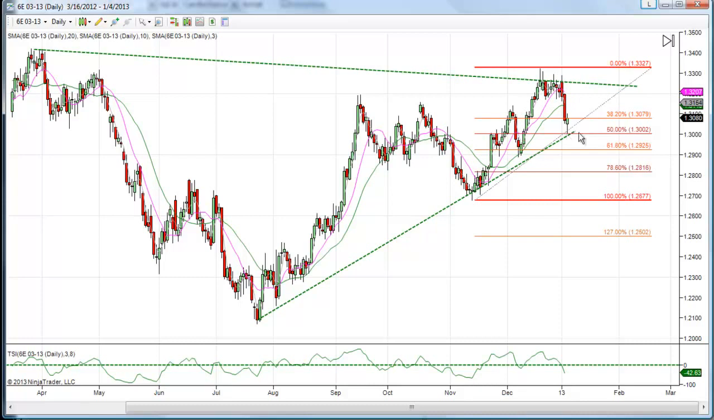Taking these two pivots, we came right down to the 50%, which is coincident with the lower trend line, and we saw a little bounce. All right, so keep an eye on the futures, keep an eye on the euro futures, the dollar futures, and the ES as well as copper.